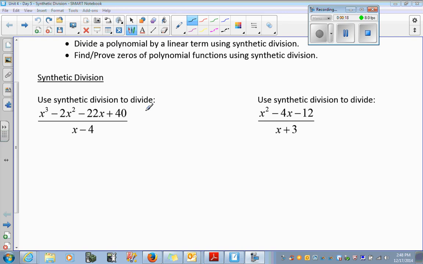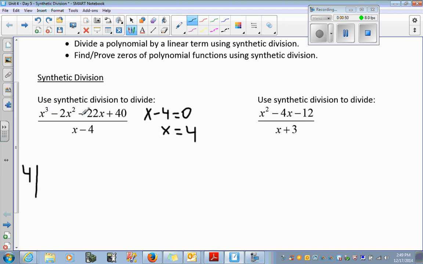First thing we want to do, we're going to take our denominator, x minus 4. We're going to set it equal to 0. If we add 4 to both sides, we'll see that our x equals positive 4. And that is the number that we are going to use to divide our polynomial. So I would write the positive 4 on the left-hand side here. Then I'll make a line for division.